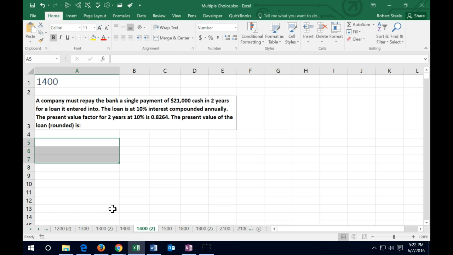The loan is at 10% interest compounded annually. The present value factor for 2 years at 10% is 0.8264. The present value of the loan is what? So we have the loan that we're going to pay back. What would be the present value basically after 2 years considering a 10% interest rate?